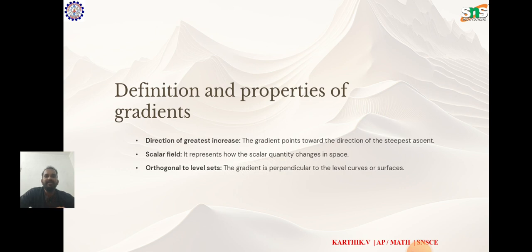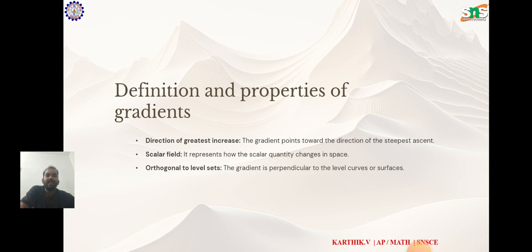Geometric interpretation. The gradient points in the direction of the steepest increase of the scalar field at a given point. The magnitude of the gradient represents the rate of change or slope of the scalar field in that direction.